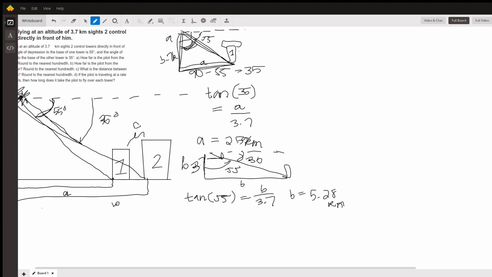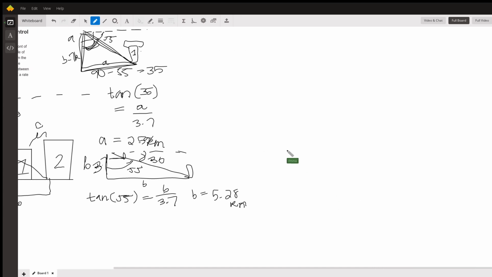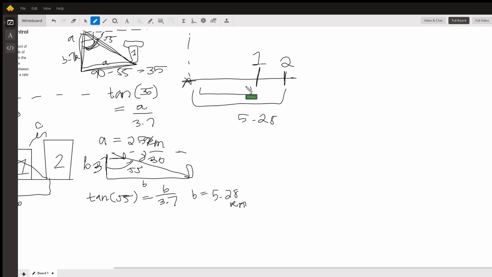Okay, now that we have A and B, we just need to find the distance between the two towers. So here's the origin point, which the plane is up above. Here's tower 1, and here's tower 2. We know that this distance is 5.28, and this distance is 2.59. So you subtract them, and we get that C, which is the distance between the two towers, is 2.69.